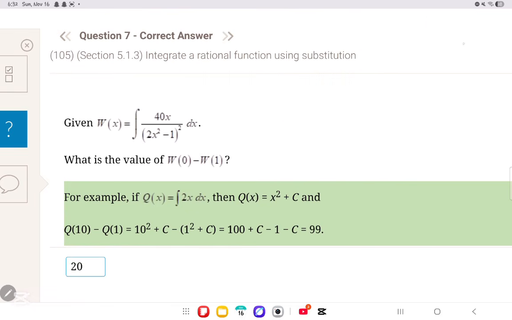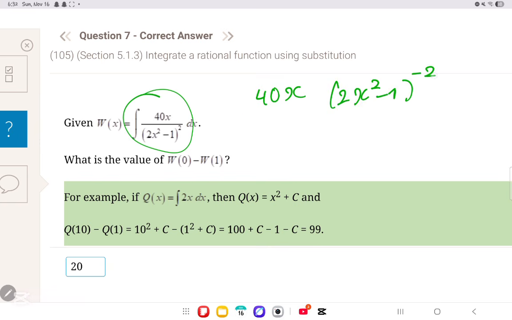Okay, so what we need to do over here is we need to do the integration first and then substitute 0 and then 1. So look what we're going to do. We're going to do the integration of 40x over (2x squared minus 1) to the power of 2. I prefer to bring it up. So now it's (2x squared minus 1) to the power of minus 2. And now I will change it to u to the power of minus 2, integration dx.